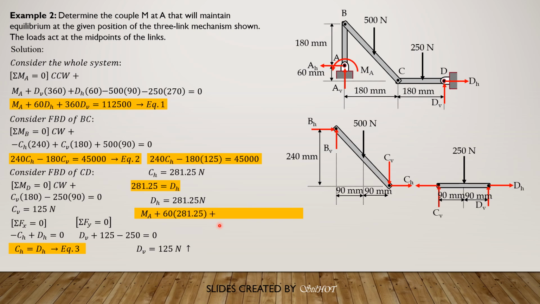So MA plus 60 times 281.25 plus 360 times 125 equals 112,500. So MA can now be solved, and it is positive 50,625 newton millimeters, or in newton meters, 50.625 newton meters counterclockwise. So that's it. That's the solution to this problem.